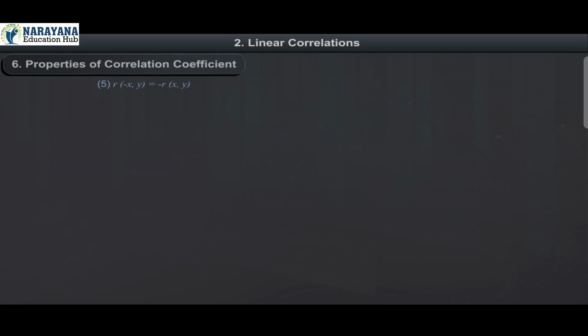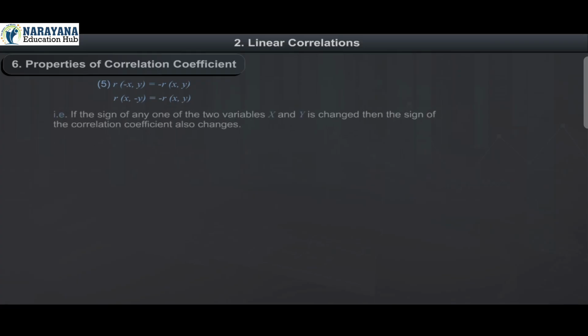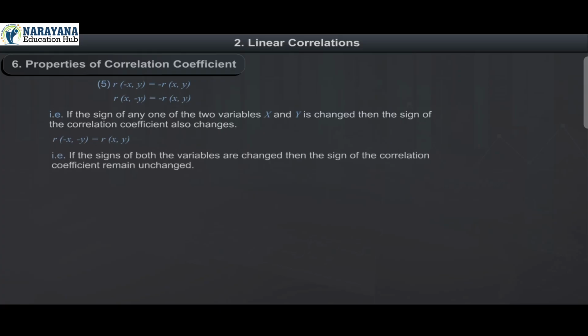Number 5. R(-x, y) is equal to -R(x, y). R(x, -y) is equal to -R(x, y). That is, if the sign of any one of the two variables x and y is changed, then the sign of the correlation coefficient also changes. R(-x, -y) is equal to R(x, y). That is, if the signs of both the variables are changed, then the sign of the correlation coefficient remains unchanged.